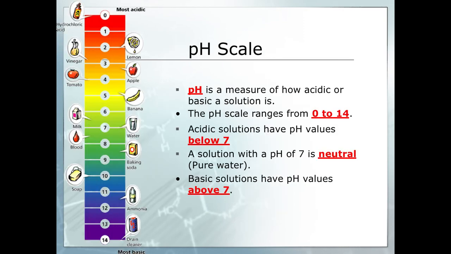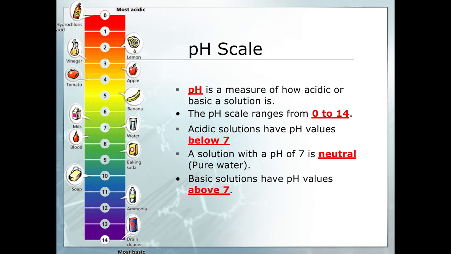So how do we know if something is an acid or a base or is acidic or basic? Well, we can use the pH scale. So the pH is a measure of how acidic or basic a solution is. The pH scale will range from a value of 0 to 14. Acidic solutions will have pH values below 7. A solution with a pH of exactly 7 is neutral, so that would be your pure water. And basic solutions have pH values above 7.